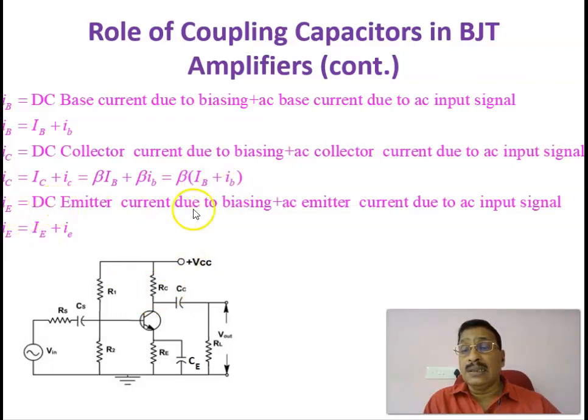Similarly, the emitter current also has two parts. One is due to the DC part, capital IE, and the other is due to the AC part of the input signal, small ie. The small ib, small ic, and small ie parts are due to the AC signal applied at the input side, because the coupling capacitor allows only the AC part. Capital IB, capital IC, and capital IE are due to the biasing voltage VCC. Therefore, these are the equations for the actual base current, collector current, and emitter current.